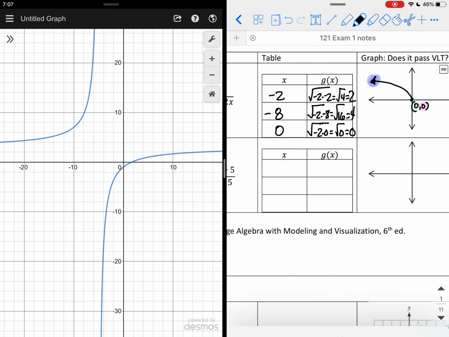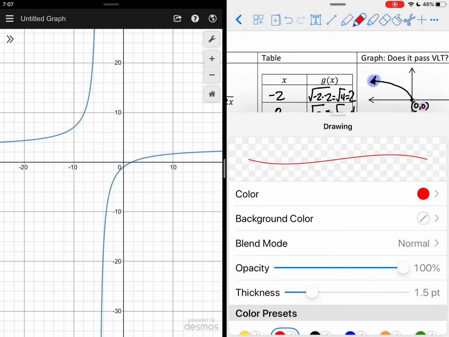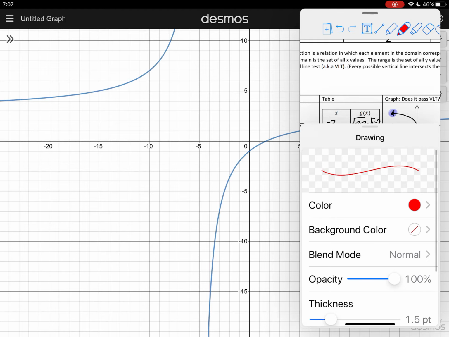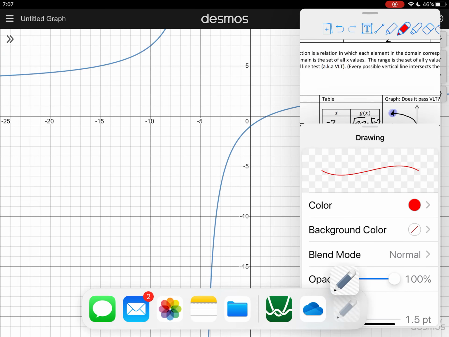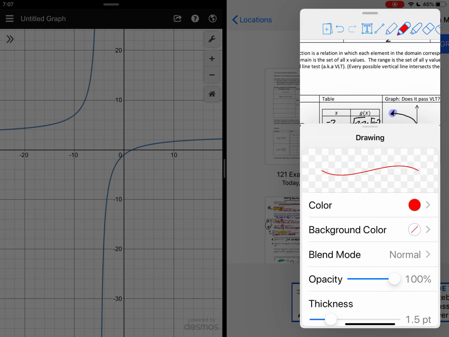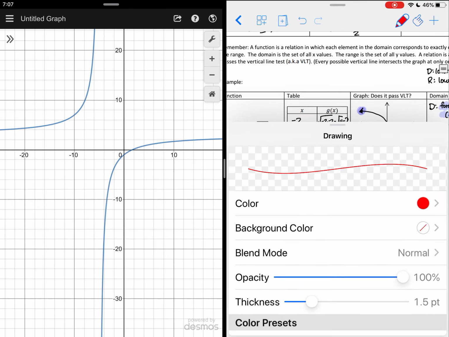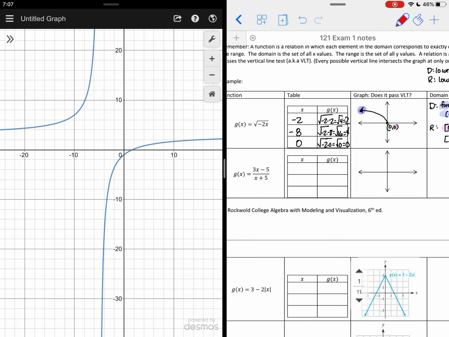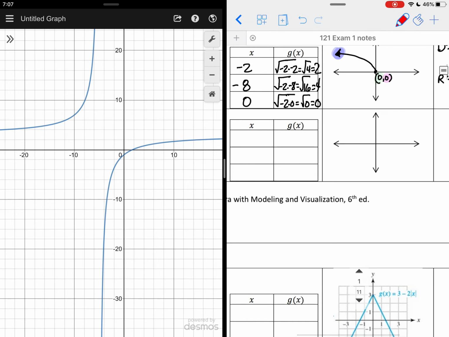So let me do this here. No, that's not what I wanted to do. Be nice to me, technology. Yeah, but I don't want this one. Okay, there we go, I think. Okay, so at -5, I'm going to do here, we have a vertical asymptote.